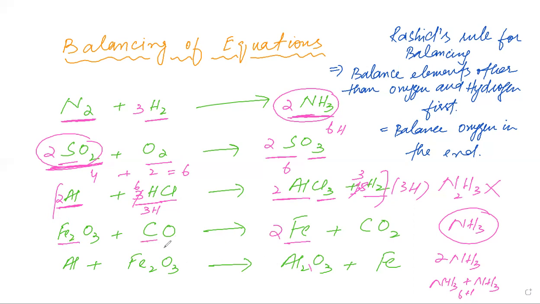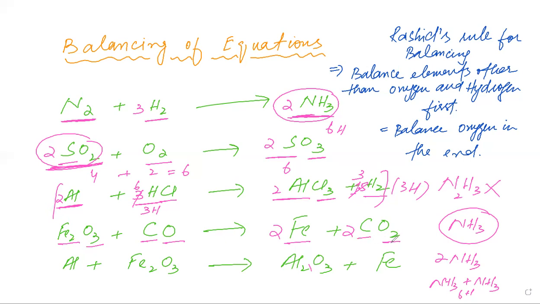The turn of carbon has come. According to the rule, carbon is already balanced. There is no hydrogen, so we should balance oxygen now. Oxygen 3 and 1, 4. At the product side 2, so we should write 2 before CO2. This has balanced oxygen but has unbalanced carbon.